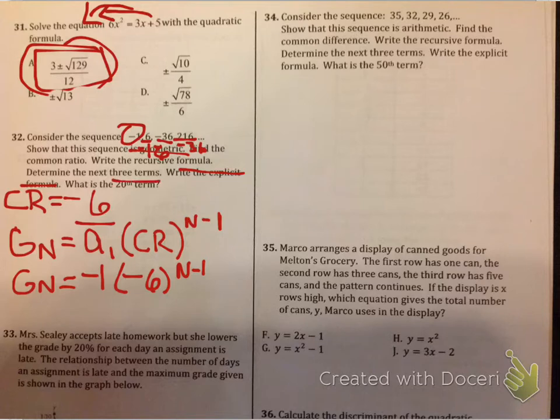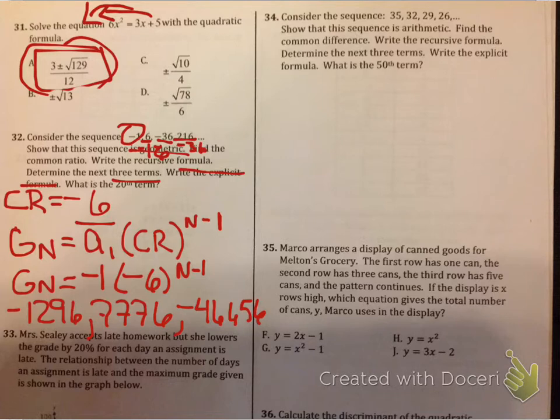Write the next 3 terms. Okay, so the next 3 terms here, let me figure that out because it actually came out to some funky numbers. So the next 3 numbers are negative 1,296, and then times another negative 6, 7,776, and then finally again times negative 6, and you get negative 46,656.